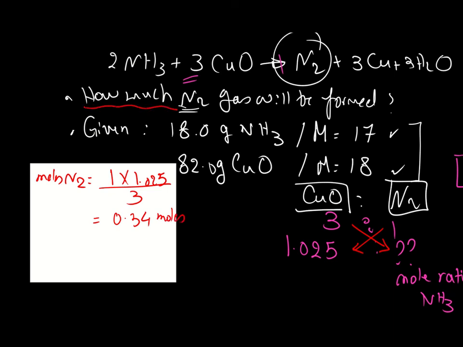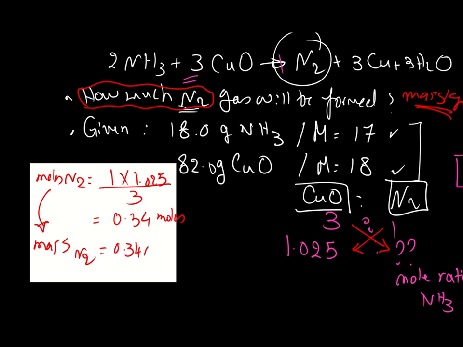But he's asking how much. How much means mass in grams. So the last step is to find the mass of nitrogen. From mole to mass, you multiply by the molar mass that you will get from the periodic table. 14 into 2, 0.34 into 28, you will get the final answer, 9.6 grams.